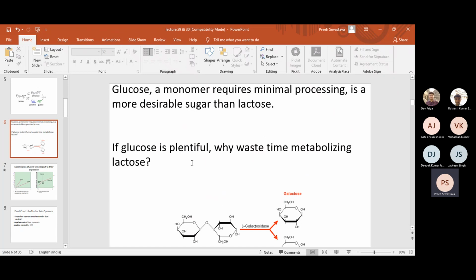So the cell has devised a mechanism: if glucose is available in plenty, why waste time metabolizing lactose? That means glucose is a preferred carbon source over lactose. If you have both glucose and lactose in the media, then glucose is used by the cell first, and when glucose is consumed, then lactose will be utilized.